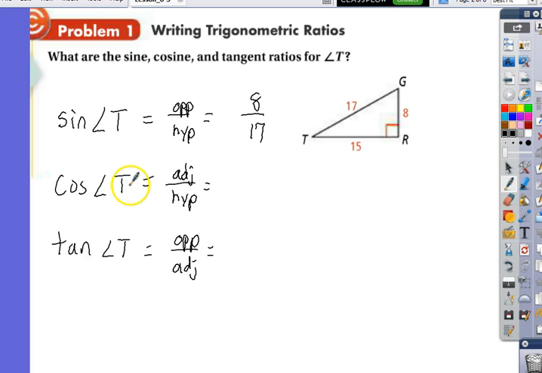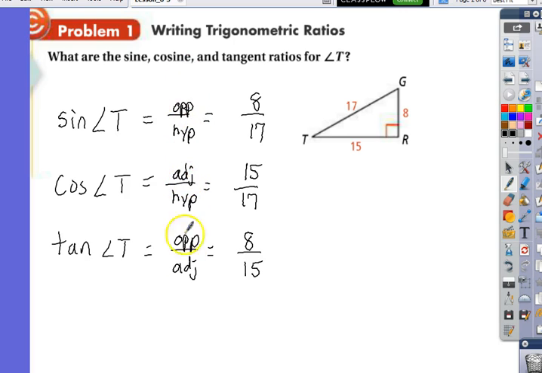So the cosine of angle T is adjacent over hypotenuse. So here's angle T. The adjacent is the side that touches it. It's not the hypotenuse, so that's 15 over 17. And then the tangent is the opposite over the adjacent. So the opposite is 8, and the adjacent is 15. So you've got to pay attention to what angle you're looking for so you know which correct side to pick.